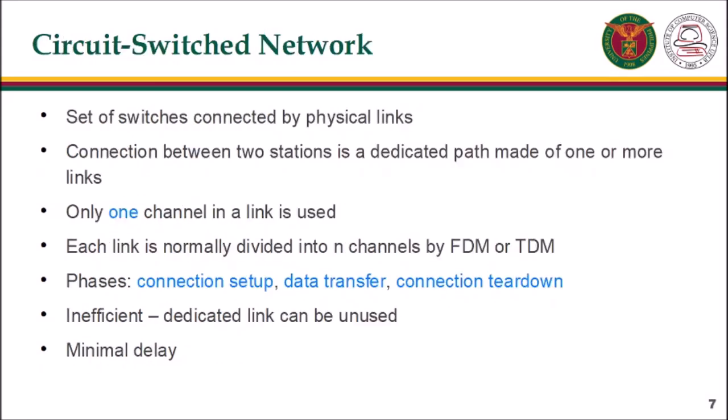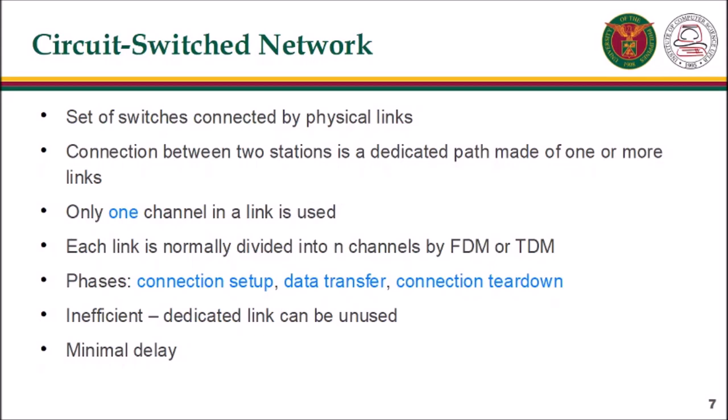A circuit switch network consists of a set of switches connected by physical links. Connection between two stations is a dedicated path made up of one or more links. However, each connection uses only one dedicated channel on each link. Each link is normally divided into n channels by using FDM or TDM.